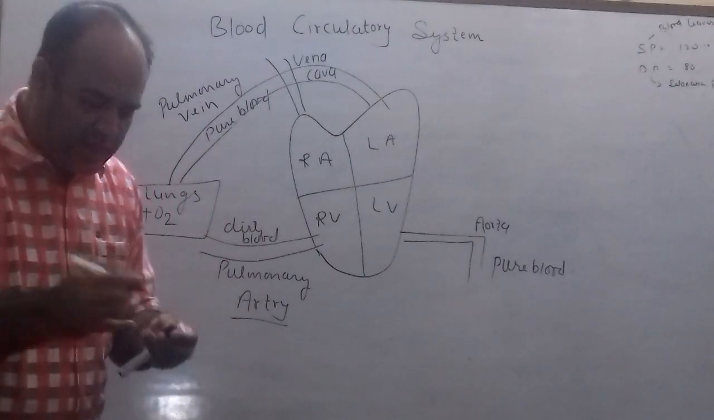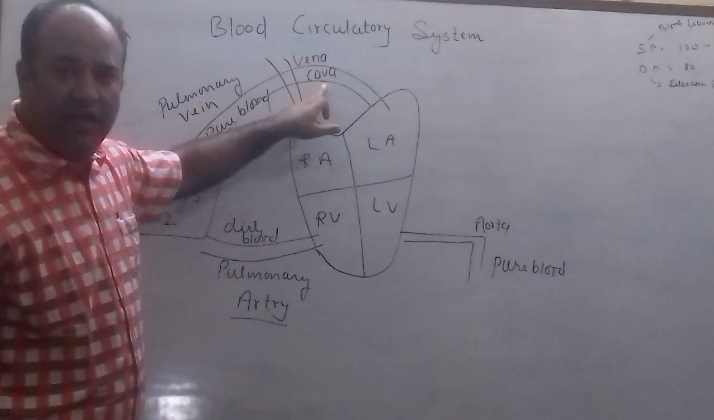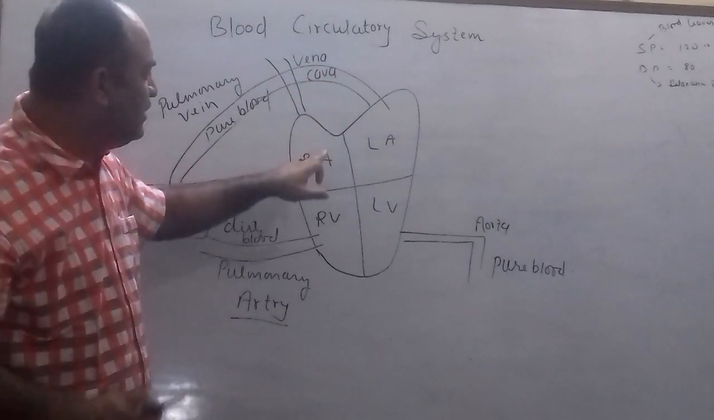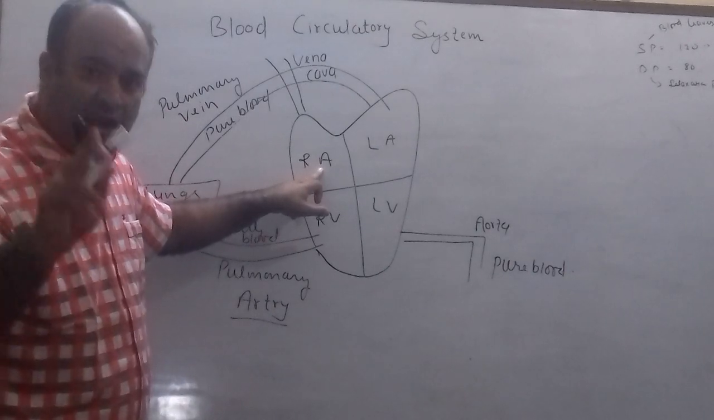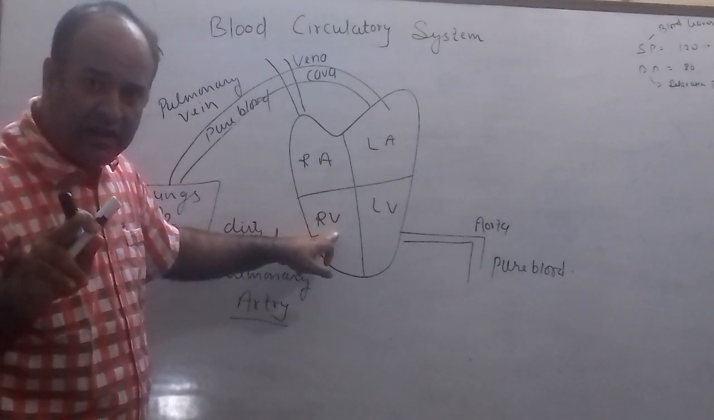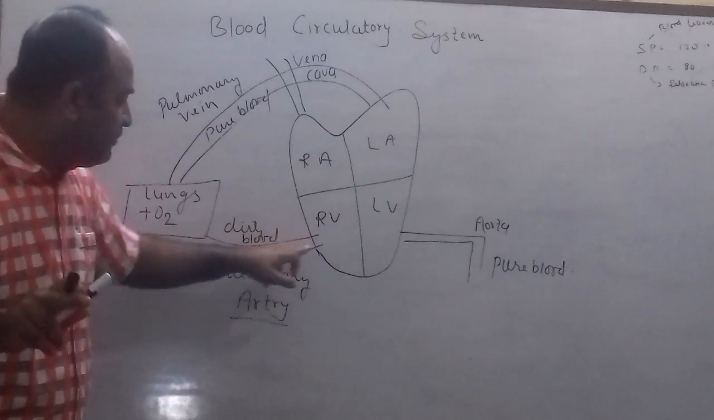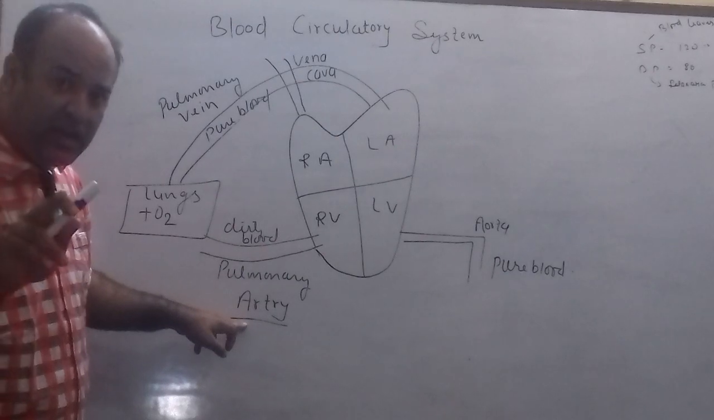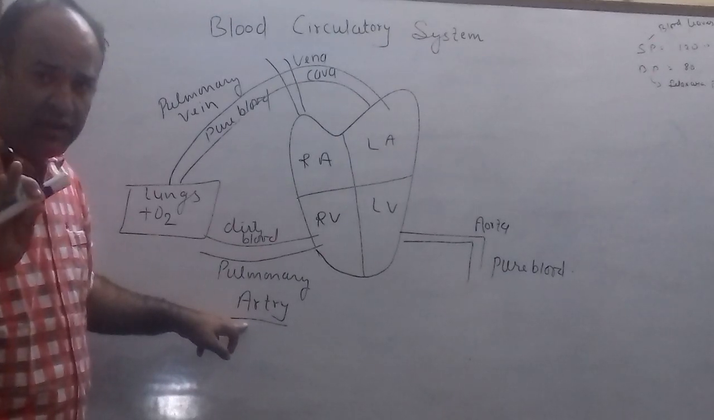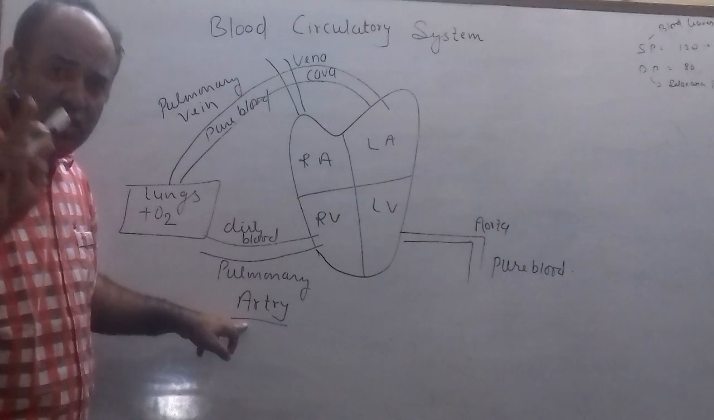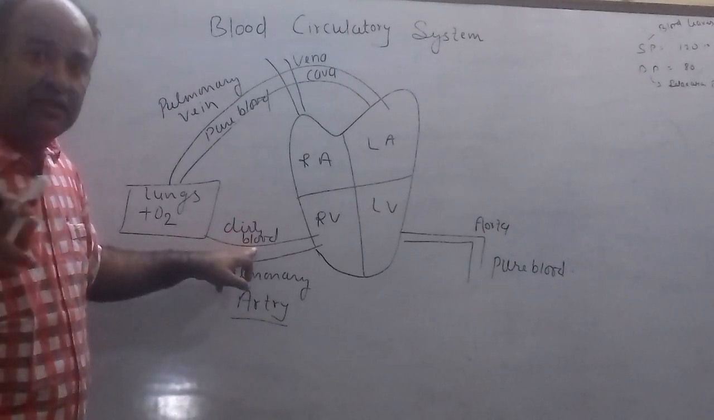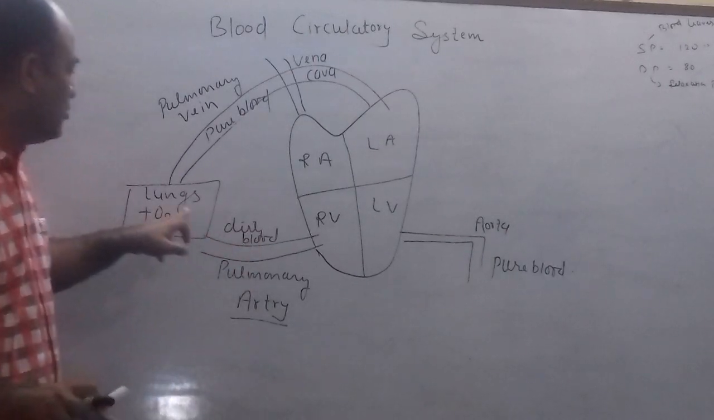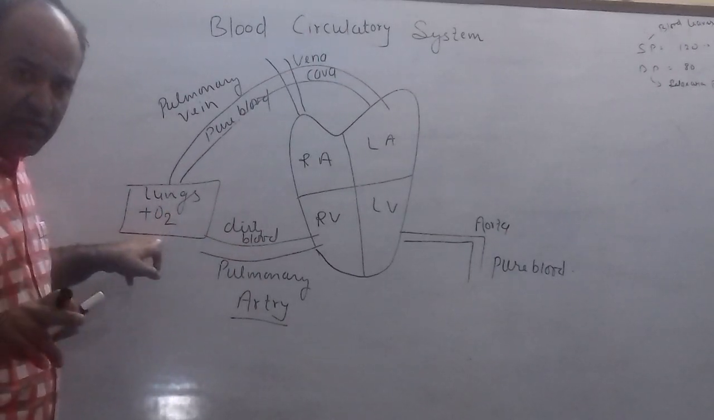Let's revise it one more time. Through the vena cava, the dirty blood, deoxygenated blood containing CO2, will come to the right auricle. Through the right auricle it will come down to the right ventricle. From the right ventricle a pipe will arise, the pulmonary artery. Pulmonary artery is the only artery, listen carefully, which carries dirty blood, meaning deoxygenated blood, meaning CO2 containing blood. This dirty blood will go to the lungs and take oxygen from there.